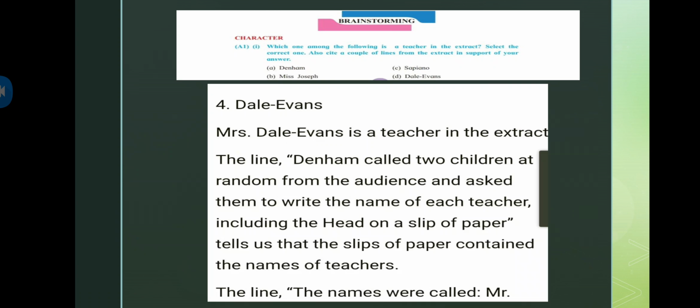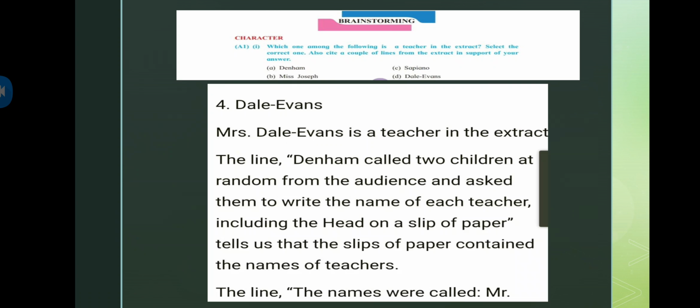So the very first question that we have to deal with is: which one among the following is a teacher in the extract? Basically, there are four options given, and from these four, we have to identify who is the teacher. The teacher in the question is Del Evans, okay, and now we will talk about who exactly Del Evans is and how the character has been discussed in the novel.